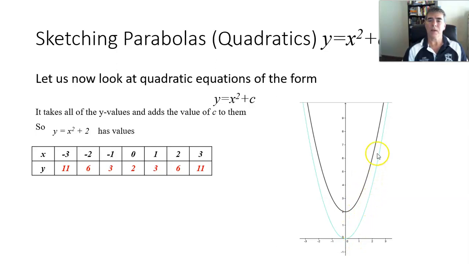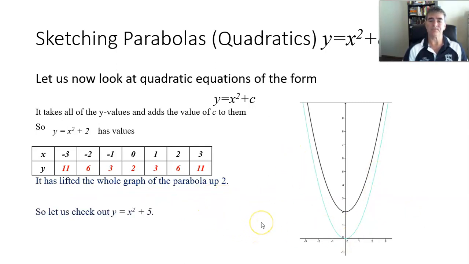Okay? And as we get up here, it doesn't look so obvious, but if you draw a straight line, all of these would actually be going up 2. So our parabola, the whole parabola, the original one, has now been lifted up 2. So what we'll do is we'll just check again.